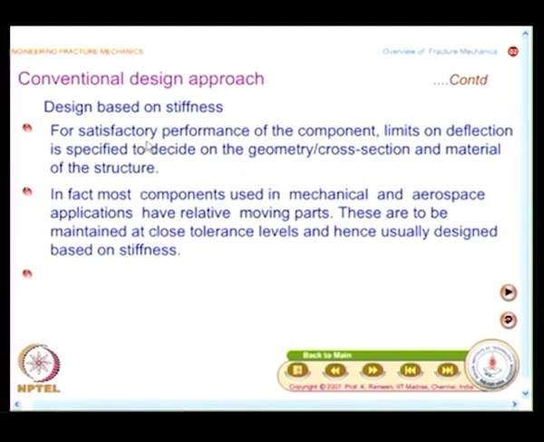For many of these mechanical and aerospace components, the satisfactory performance of the component depends on deflection or deformation, whatever comes across. So, you limit the values on the deflection, so that you find out what is the geometry or what is the cross section that you have to use for a given design approach. And if you really look at a shaft design, people go for mild steel, and there it is actually dictated by the deflection.